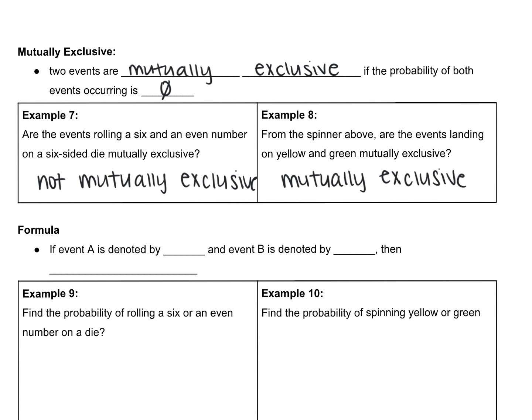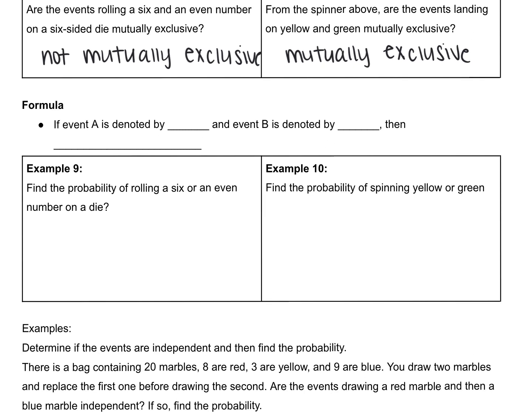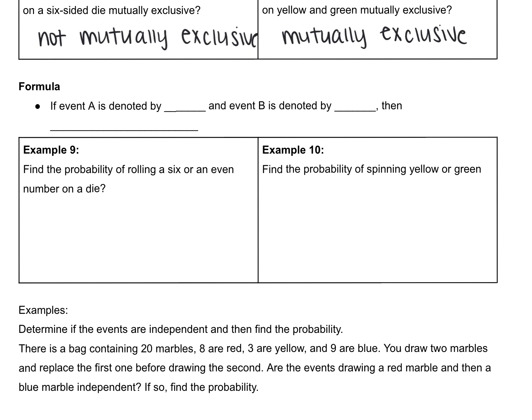Now, if my spinner had been numbers, then it would be different, because if I were talking about, similar to the dice, landing on a specific number and whether it's even or odd, not mutually exclusive. But if I were to try to say, can I land on a 6 and a 2, those would be mutually exclusive.